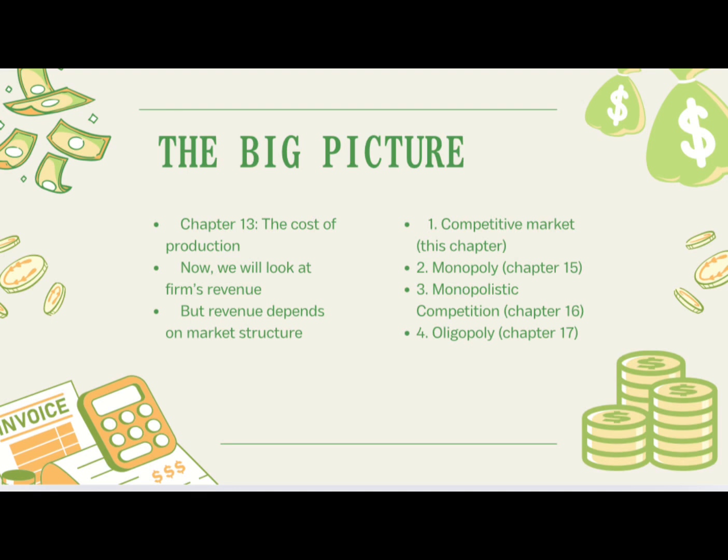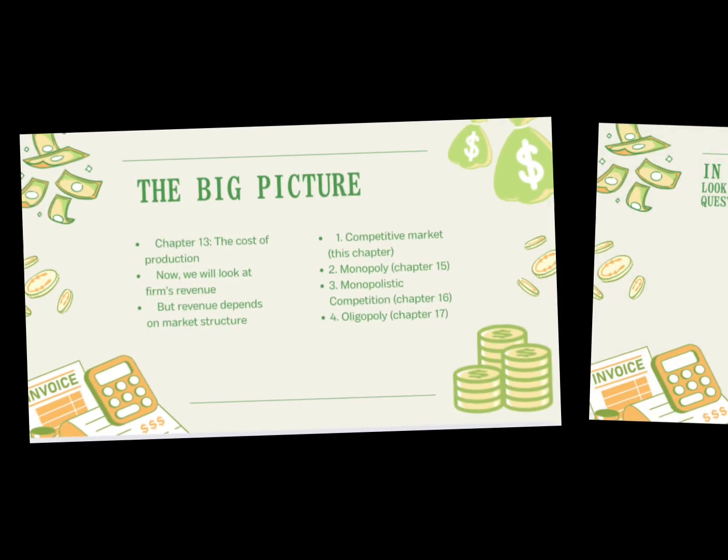In economics, we look at four main market structures: perfect competition, monopoly, monopolistic competition, and oligopoly. This chapter focuses on the first and simplest one, perfect competition.